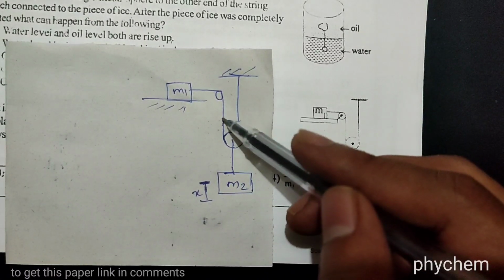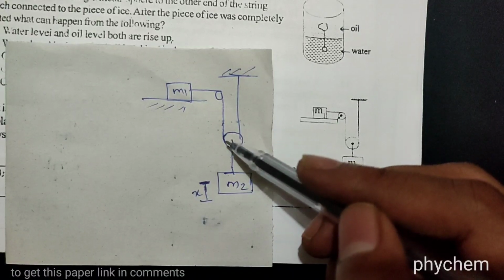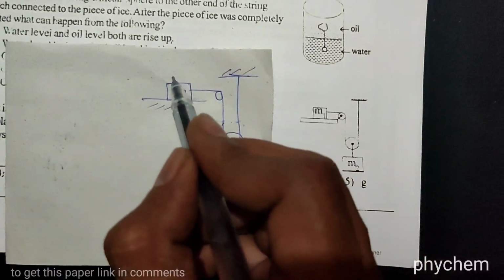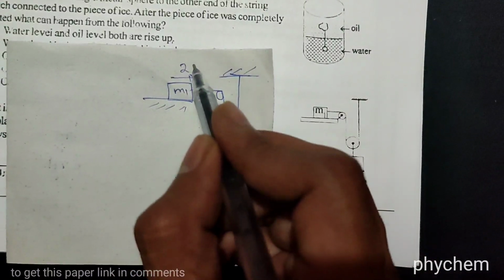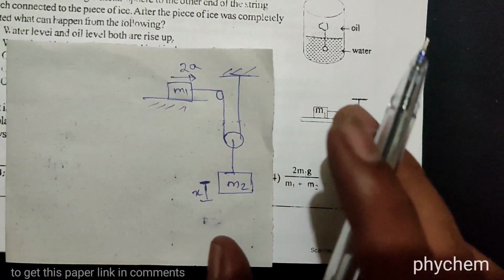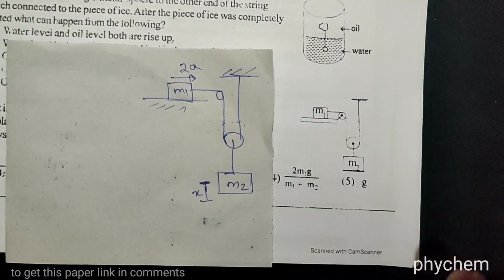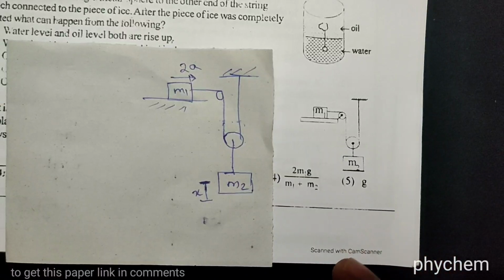So if the string has to move 2x in the same time, then when this mass has acceleration a, the other mass has 2a acceleration in this direction. This is the only possible way of accelerating. This is how I analyzed it. Now we are going to use Newton's law.